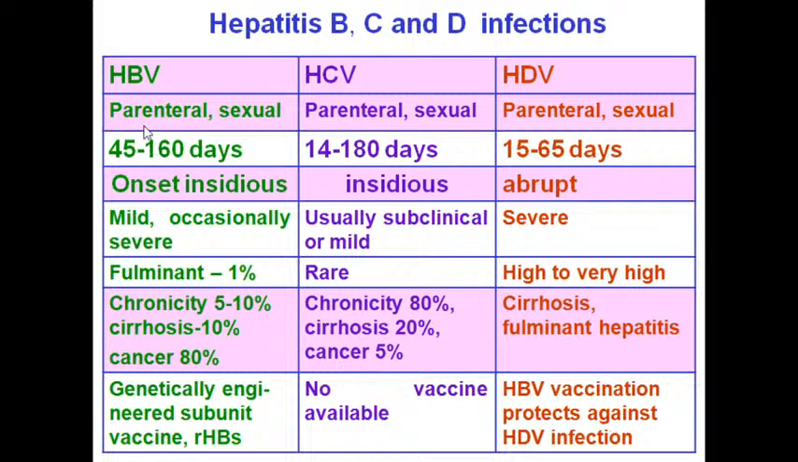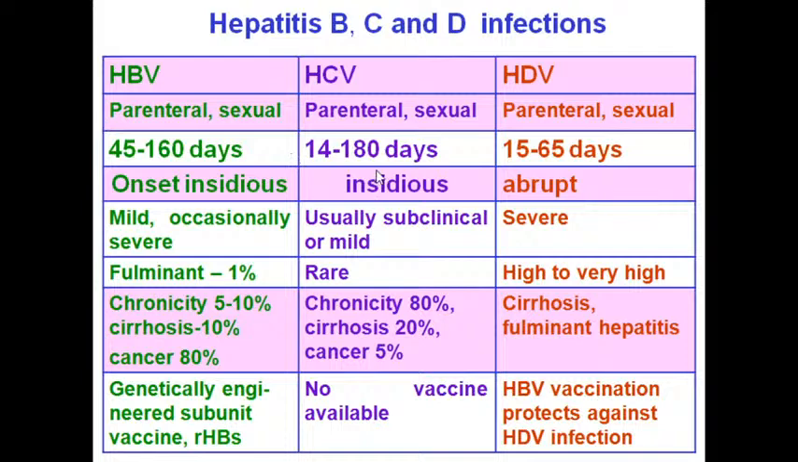Now, what are the most important ways of transmission? For hepatitis B, parenteral and sexual. By the way, for hepatitis C, we now know that sexual transmission is very rare. It can be transmitted through sexual intercourse, but the incidence of these transmissions is very low. So the priority is given to parenteral transmission. Same for hepatitis D virus.